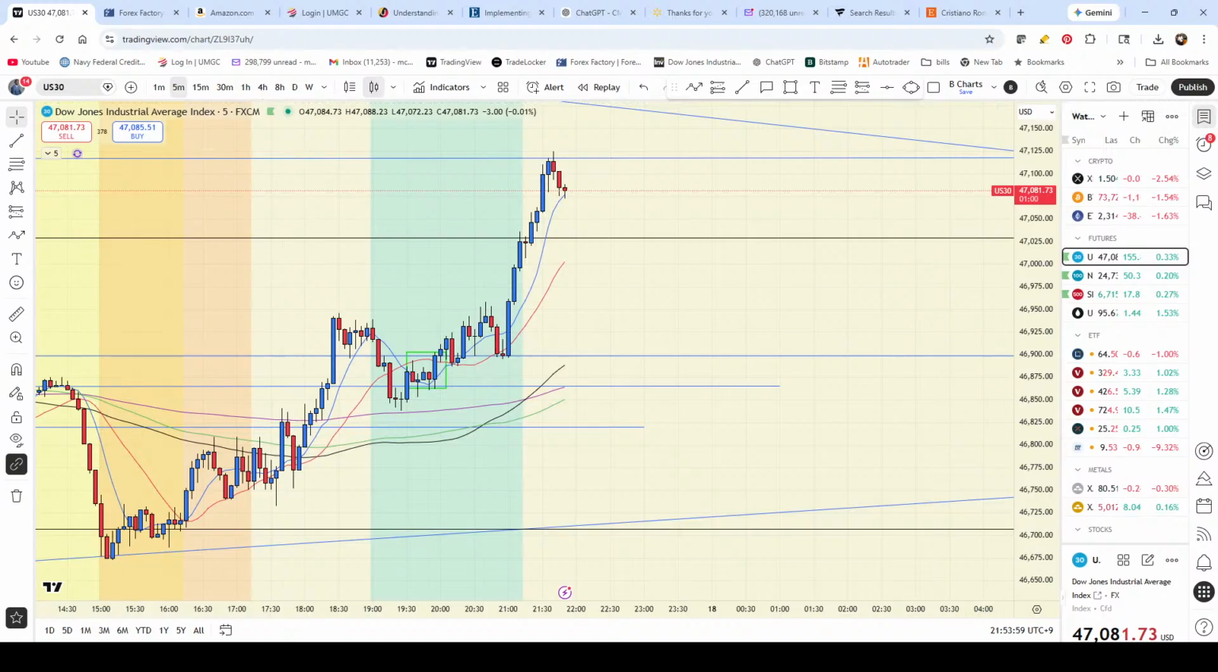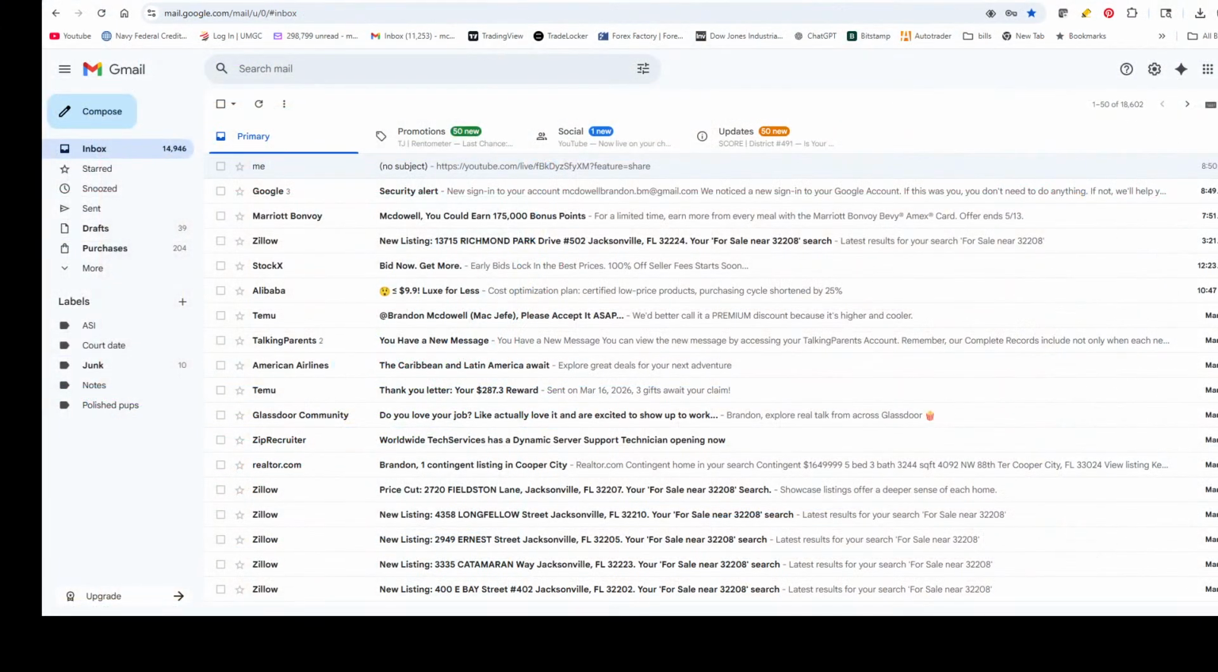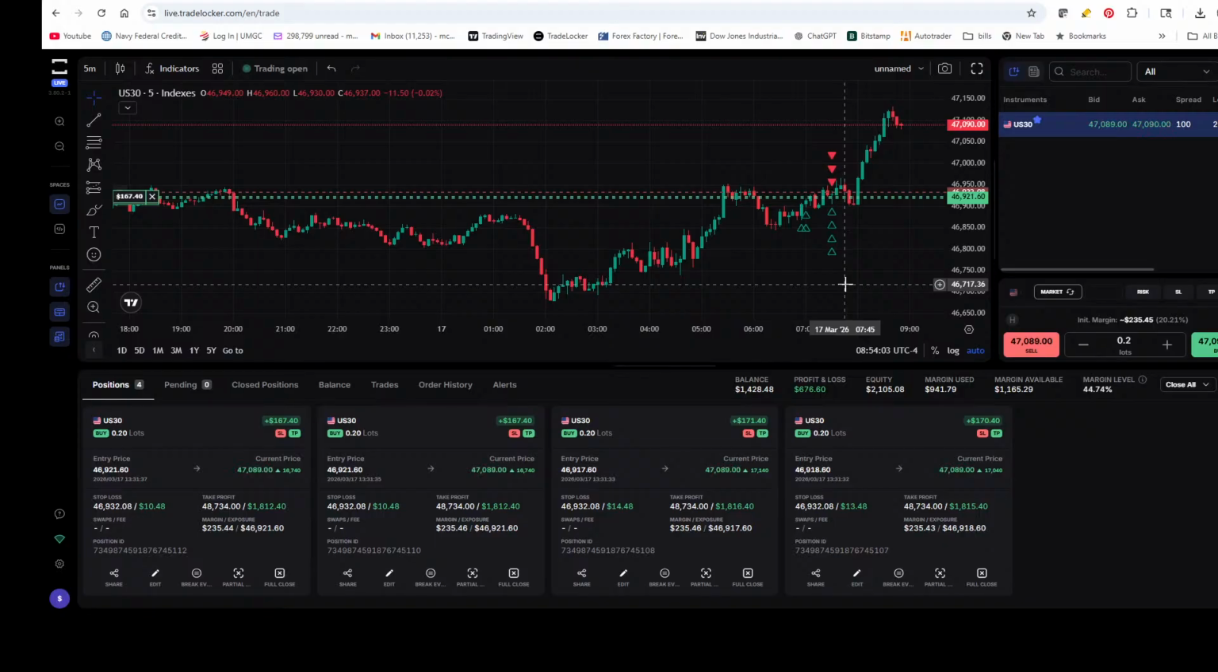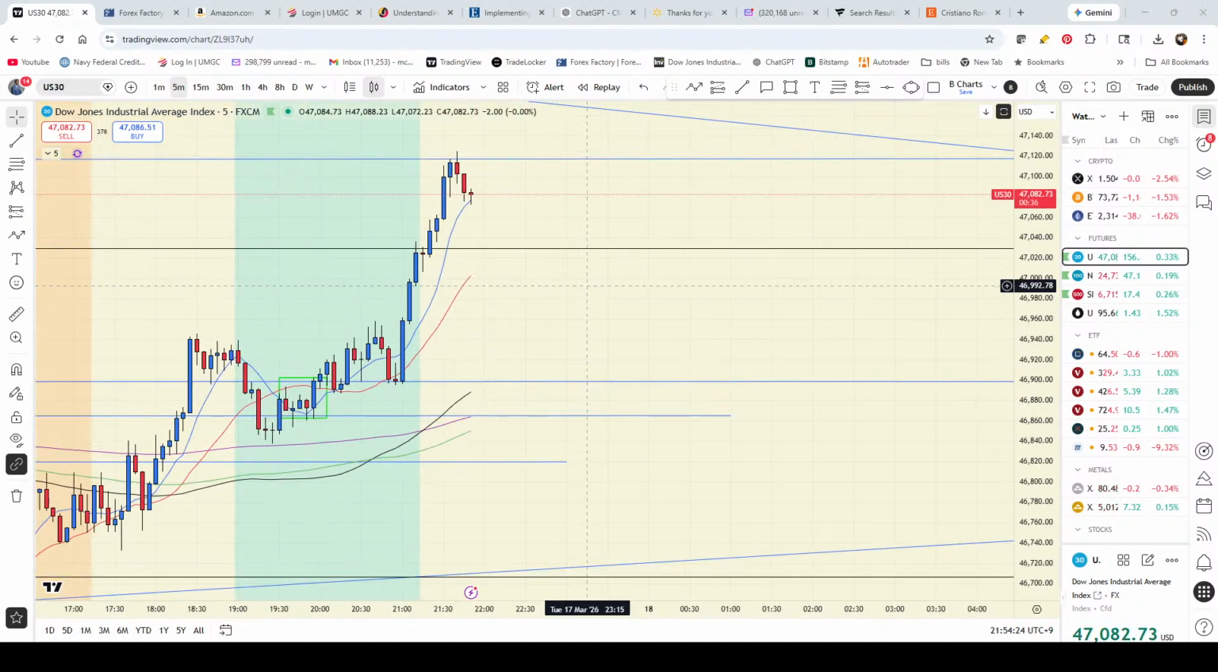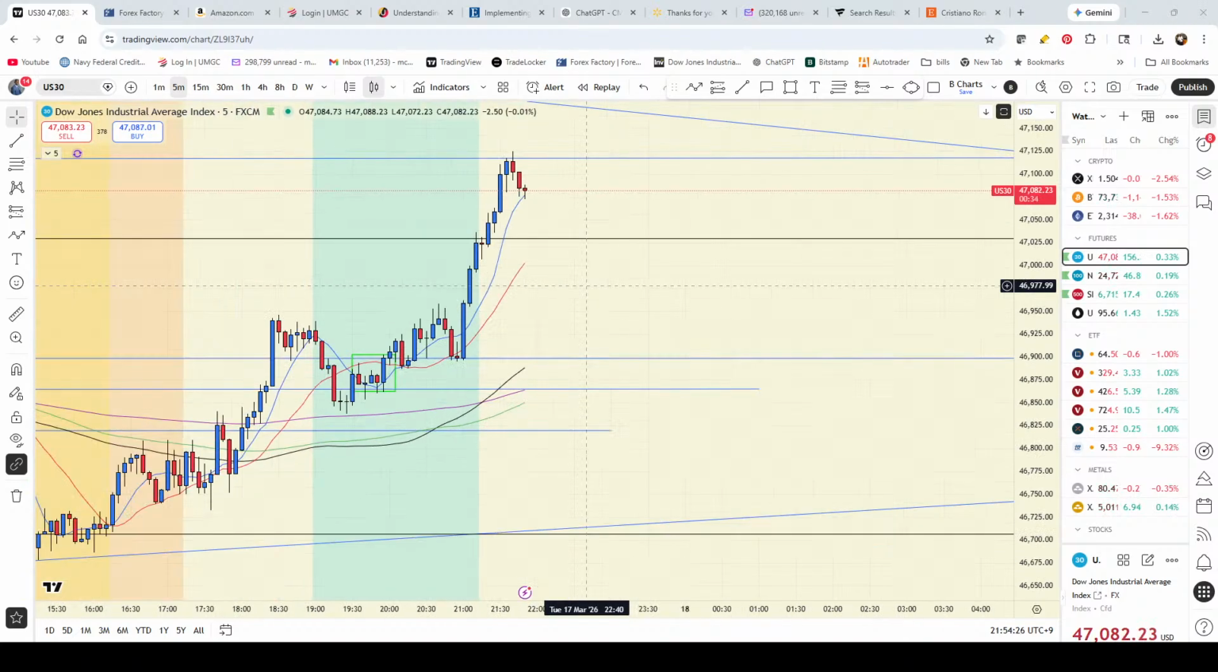Let's see. 674. You know what I'm saying? I love looking at the money, man, but not more than I love looking at the move. Love that I'm making money, but not more than the move.